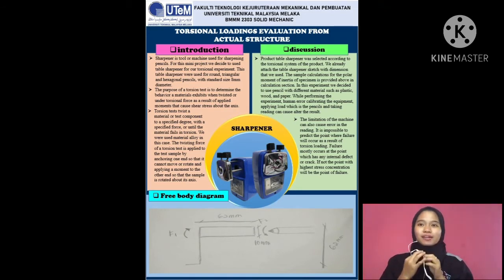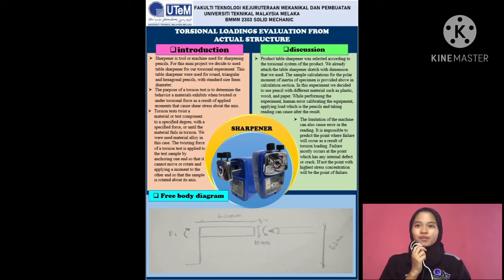Hi, my name is Nurul Shahida Akila binti Zanurin. I will talk about the discussion, so let's go. The product, table sharpener, was selected according to the torsional system of the product. We already attached the table sharpener with the dimensions that we use. The sample calculation for the polar moment of inertia is provided above in the calculation section.